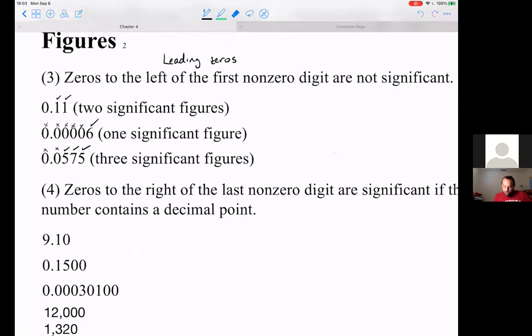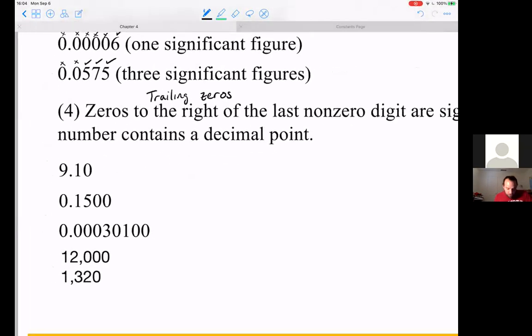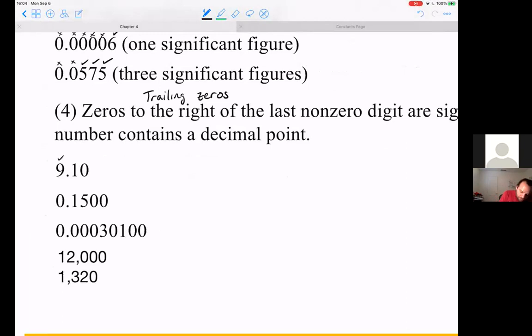Okay. Trailing zeros, so that covers leading zeros. Zeros to the right of the last non-zero number, or what I like to call trailing zeros, are only significant if the number contains a decimal point. If the number has a decimal point, we'll count those trailing zeros as significant. If it doesn't, we're not going to count them. So we look at our first one, 9.10. This one's significant, this one's significant, and because I have a decimal in this number, this one is also significant. So this would be 3 sig figs.